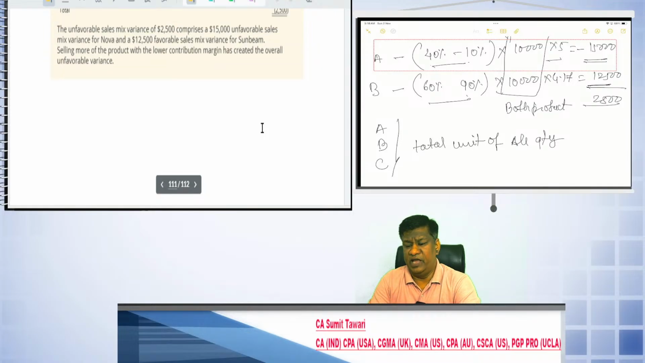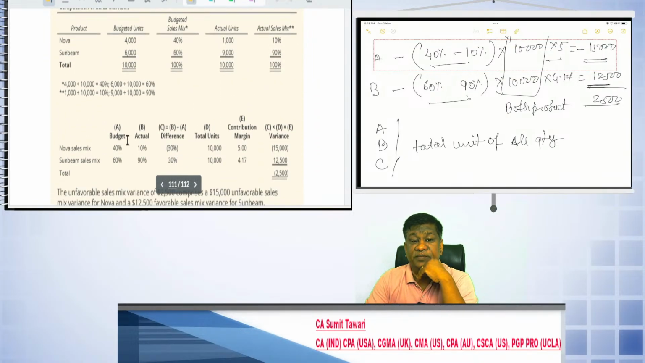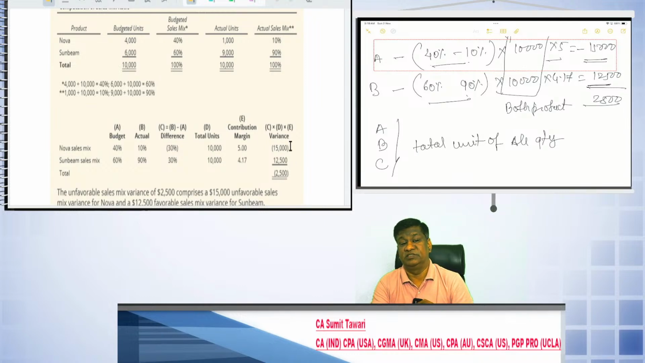Any doubt here? So it is basically the change in the percentage of product sold. Then we apply it to the total units and the contribution for that product, and then we calculate the variances. So that is basically the variance. Any doubt here?